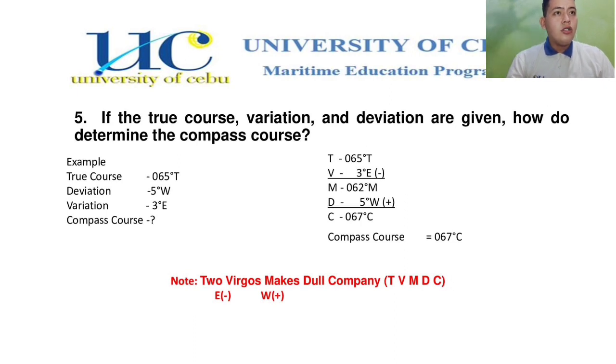Let's have the true course of 065 degrees true minus our variation of 3 degrees east because of its direction. We then have the answer of 062 degrees as the magnetic course. Since we have our deviation as west, we're going to add it to our magnetic course. That's why our final answer for the compass course is 067 degrees.